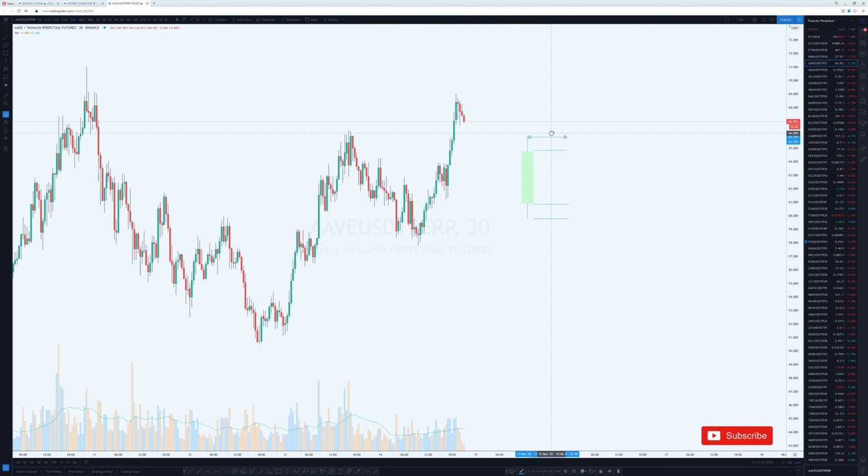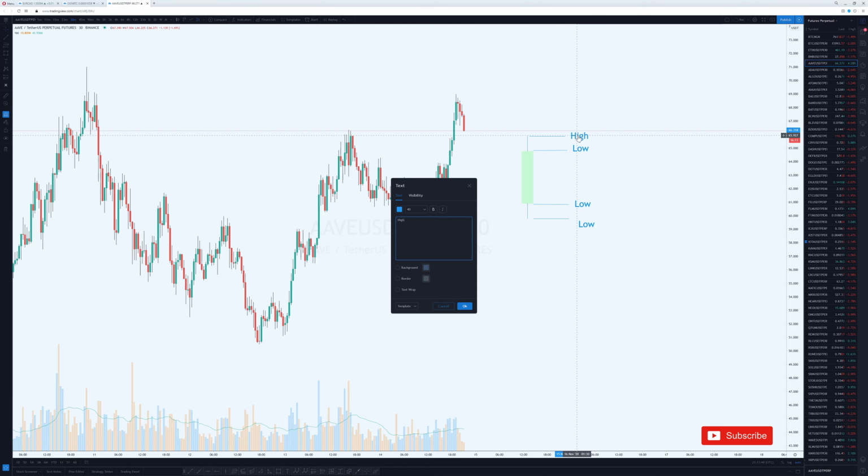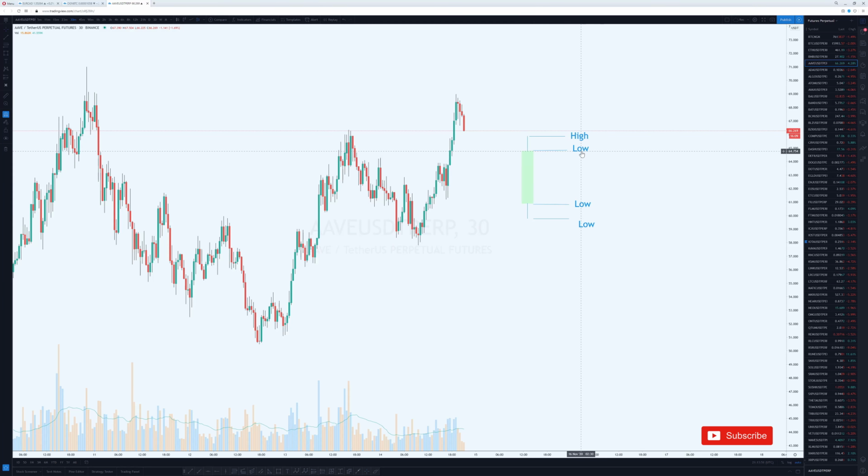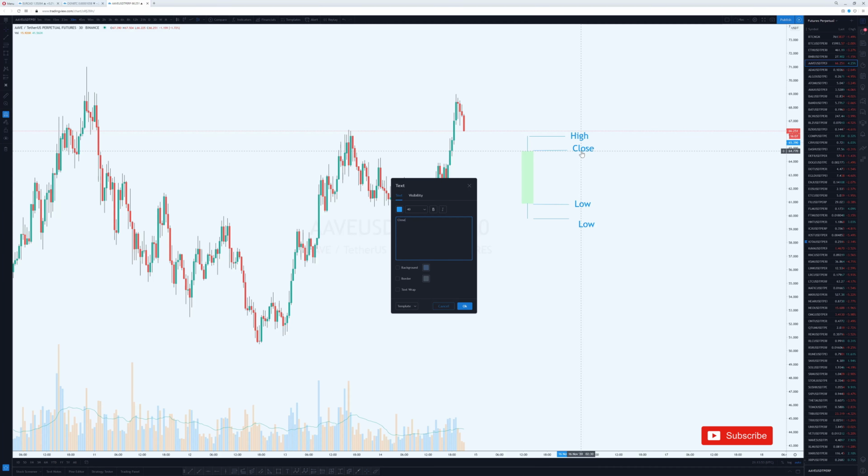So what basically happens, let me label this quickly. This will be the low. For a green candle it is different from a red candle. This will be the high. This will be the close. And this will be the open.